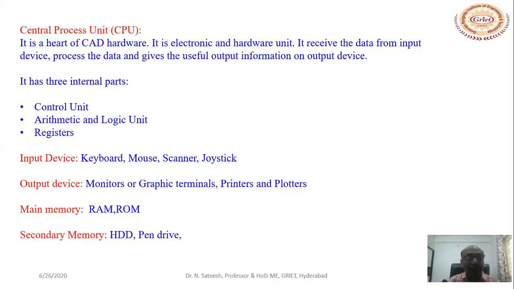Once you press the save button, data from the RAM is transferred to the hard disk, and the RAM is refreshed. Today in the market we have 4 GB RAM and 6 GB RAM available with laptops as well as desktop systems. ROM is the read-only memory.